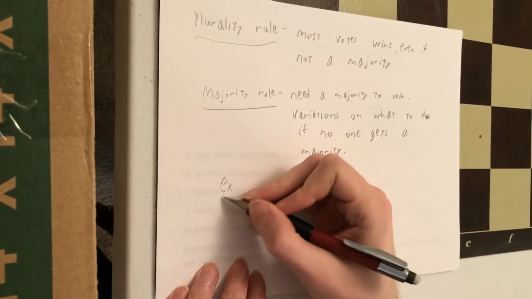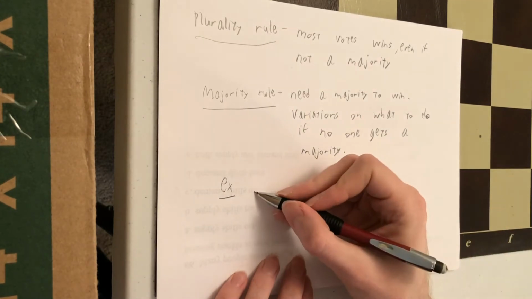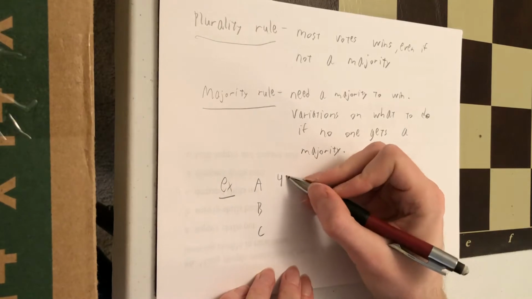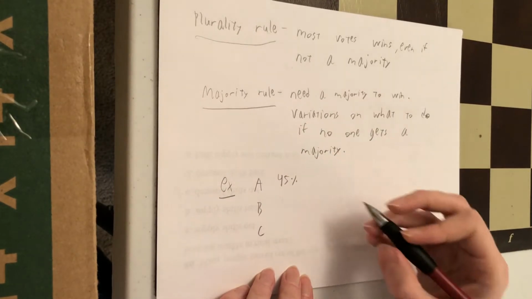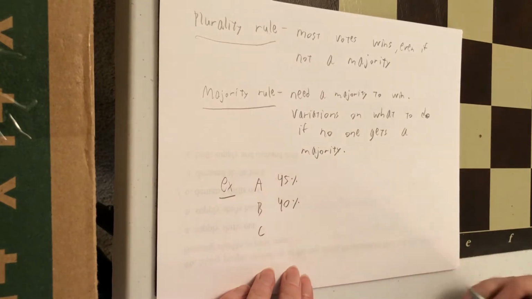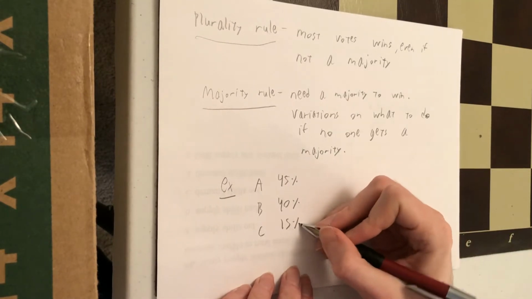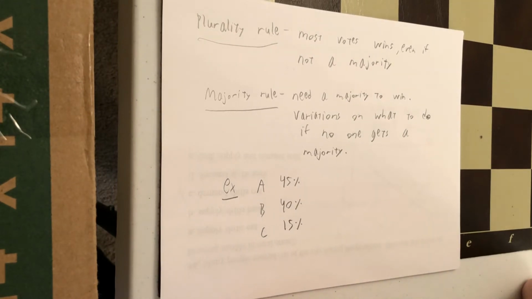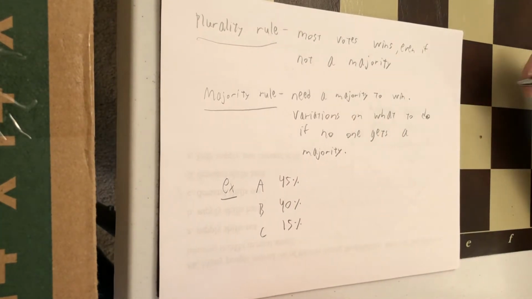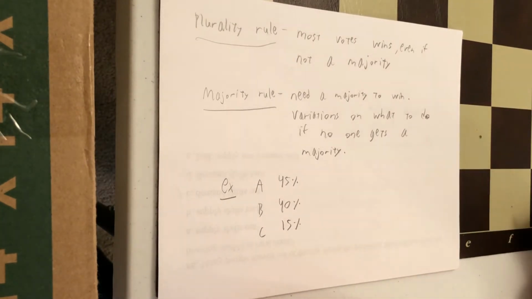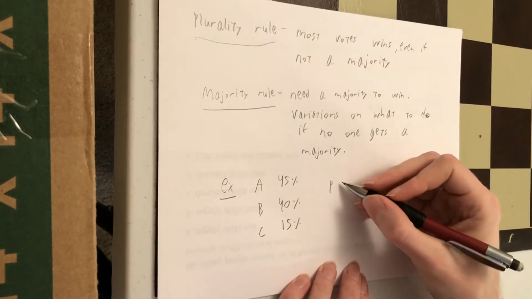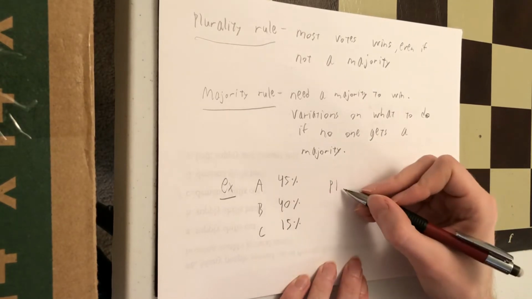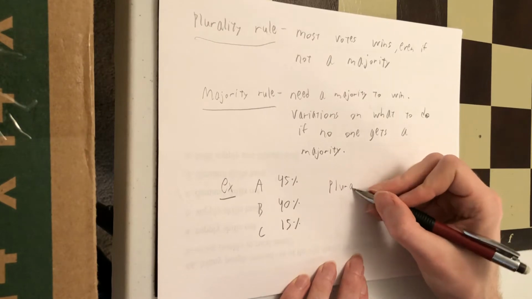So, here's an example. Let's say you have three candidates, A, B, and C. And let's say A gets 45% of the votes, B gets 40%, and C gets 15%. Under plurality rule, A would win because A has more votes than B or C, even though A is short of a majority. Under majority rule, you need some kind of runoff to determine what's going to happen because no one got 50% plus 1.